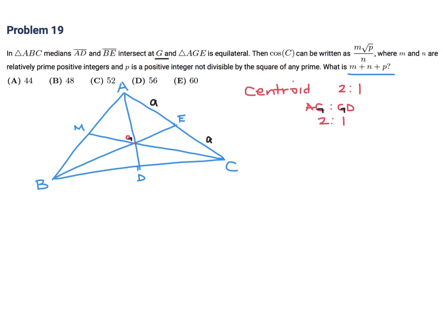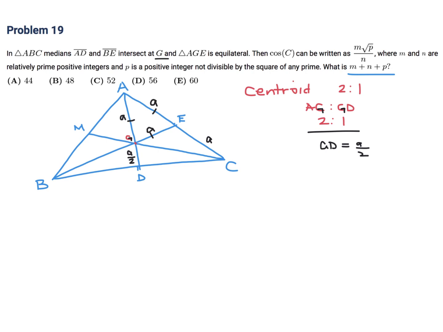Okay, no problem. And they're saying that AGE is equilateral. So that means A to G is A and G to E is A. Okay, doesn't really look equilateral, but that's okay. All right, so that helps me a lot because since this is 2 to 1, that means that this GD is A over 2. Okay, so that's very helpful.